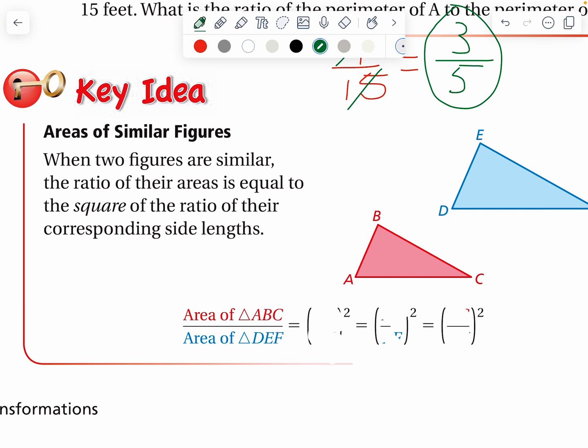We're going to figure this out, and here's what it means. The area of similar figures. When two figures are similar, the ratio of their areas is equal to the square. Highlight that right there. The square of the ratios of the corresponding sides.